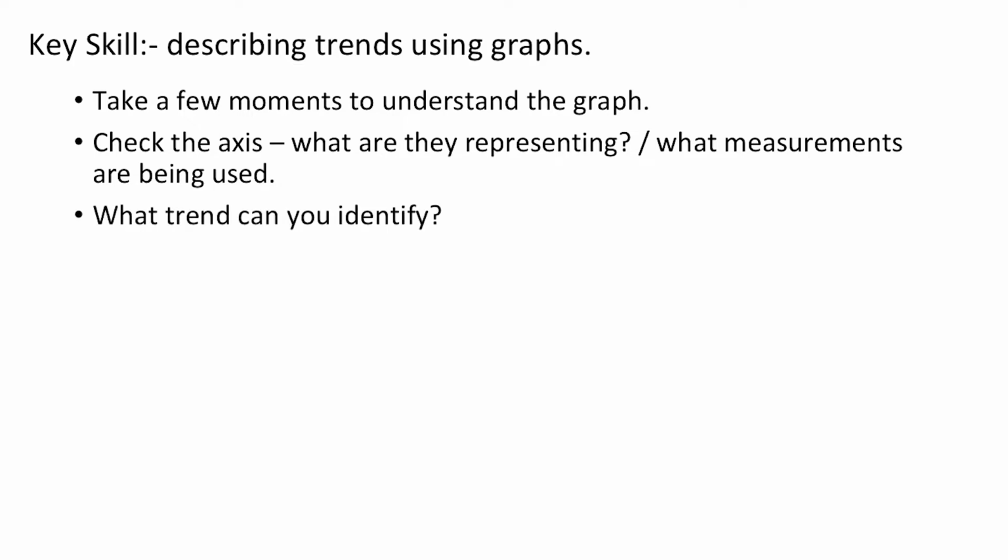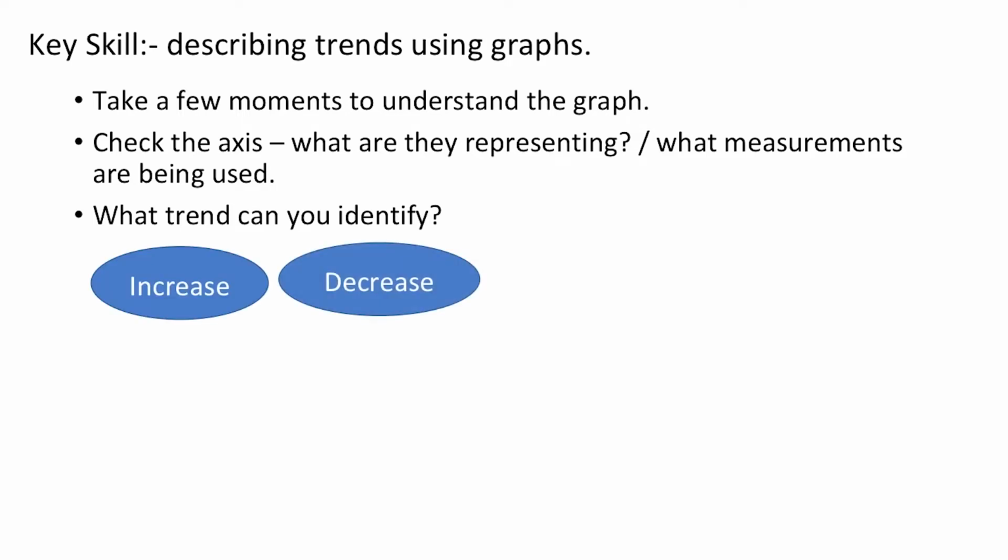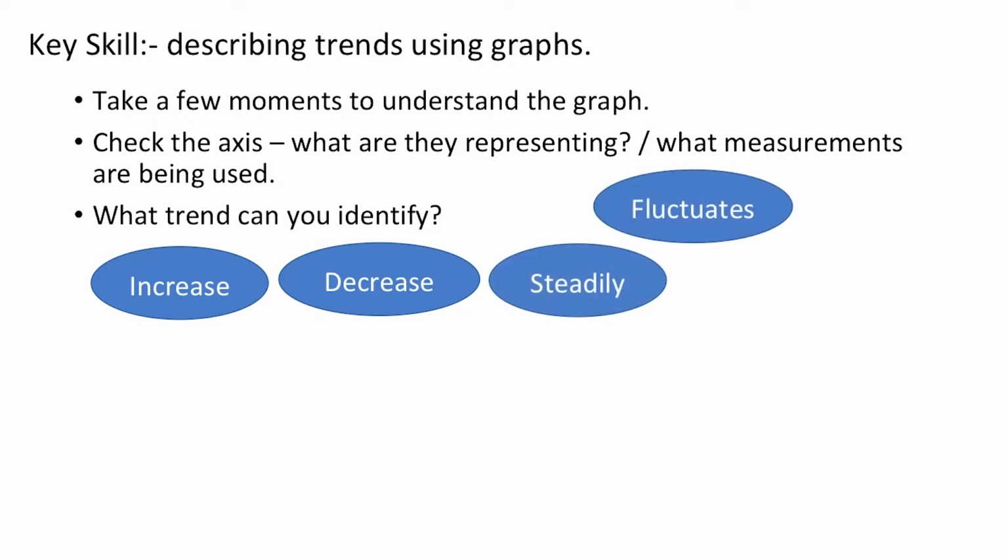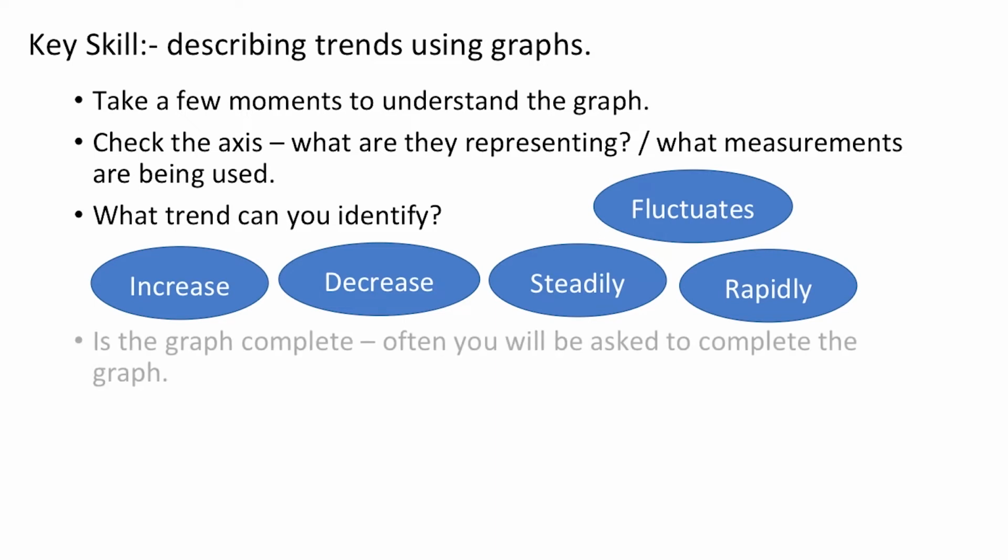Can you identify any trends from the graph? Perhaps if it's a line graph, you could spot an increase or a decrease. You should try to include the word steadily, fluctuates, or rapidly in your response. So the moment you see a graph, start to picture whether there's been an overall increase or decrease. Often, a graph will have a split, perhaps where something has increased rapidly for a period of time and then a steady decrease has occurred later.